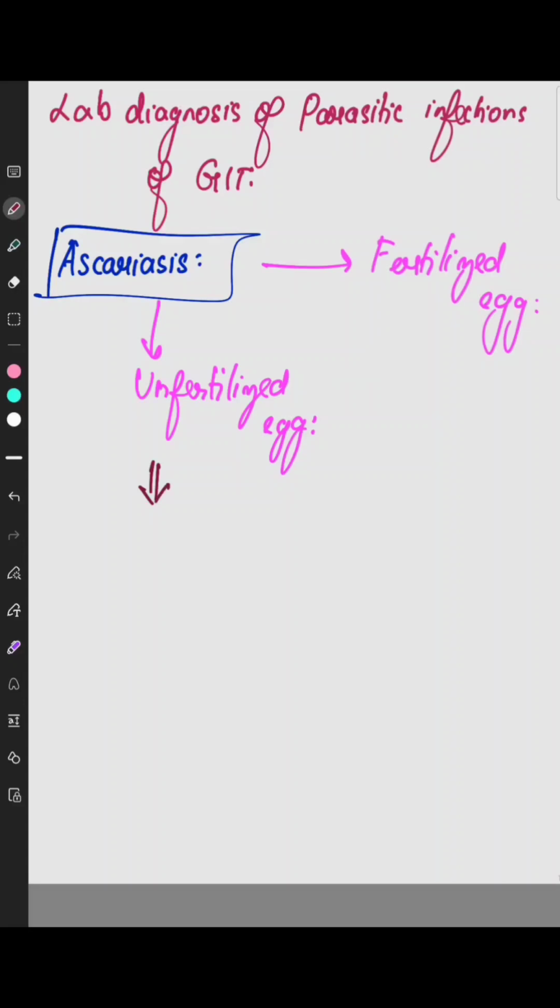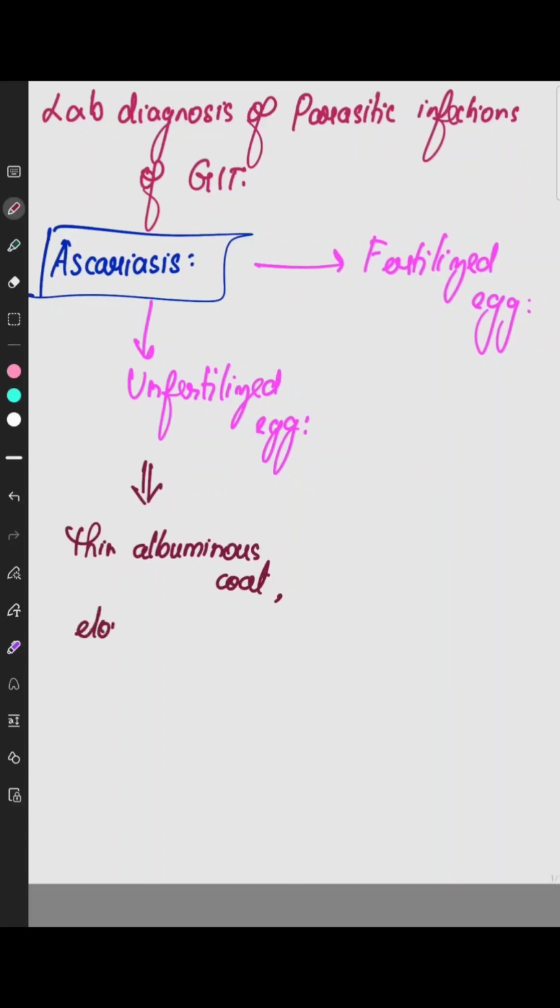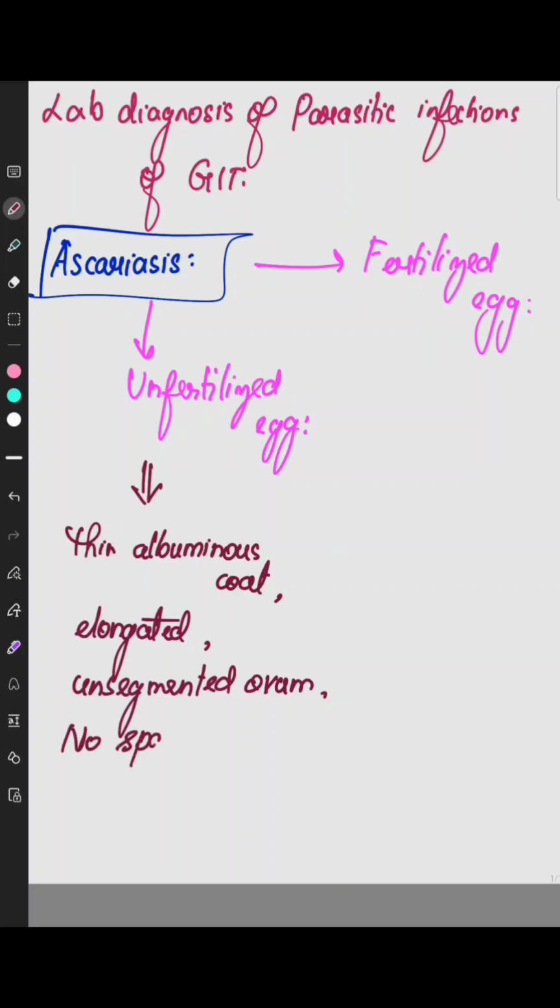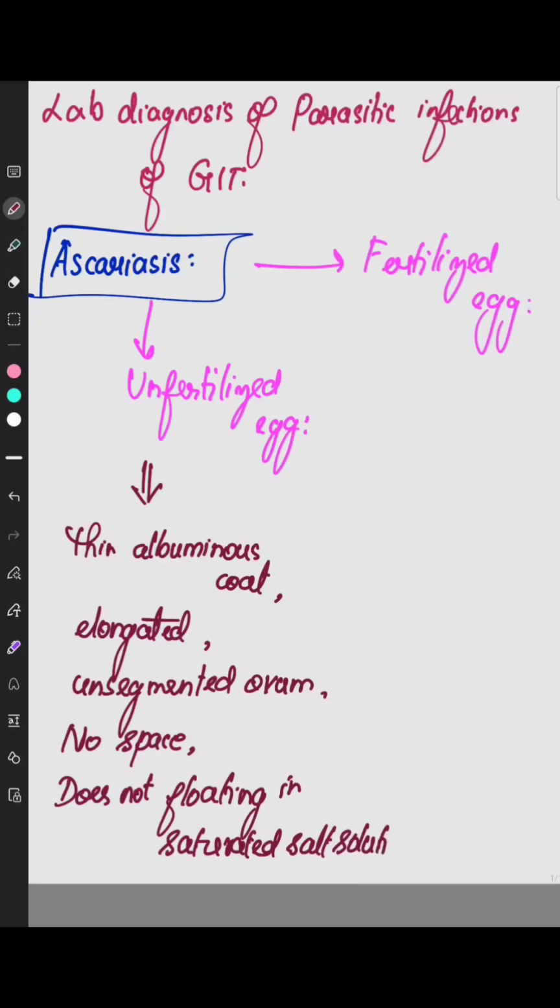The albuminous coat covering the unfertilized egg will be thin, and the shape will be elongated. And it contains an unsegmented ovum, which is an atrophied ovum, and there will be no space at the poles. The eggs will be bile stained so that it appears golden brown in the saline mount, and it does not float in the saturated salt solution. More or less, unfertilized egg and the fertilized egg will have the same features, but something it may vary.